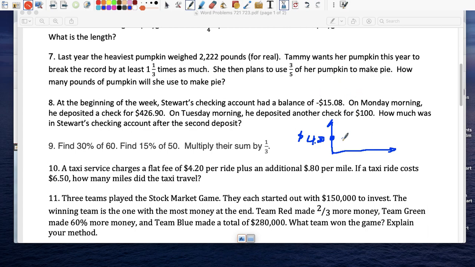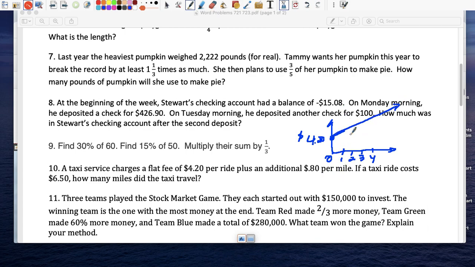And so here at 0 miles, you're paying $4.20, and then 1 mile, 2 miles, 3 miles, 4 miles, and then right after 1 mile, you're going to pay the $4.20 plus 80 cents. 2 miles would be $4.20 plus 80 cents, another 80 cents, and so on. So this is what your line looks like.